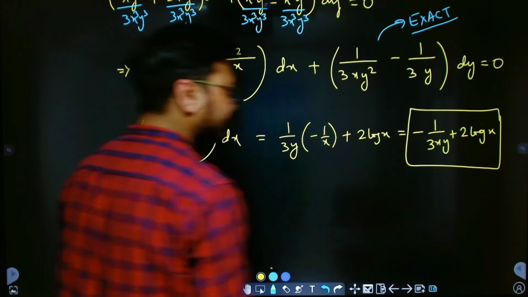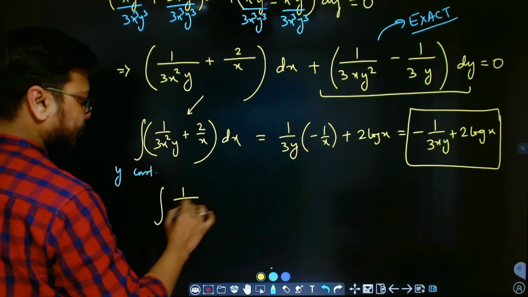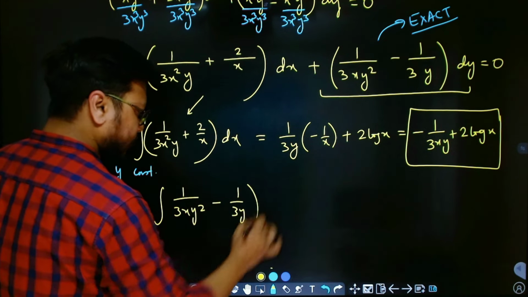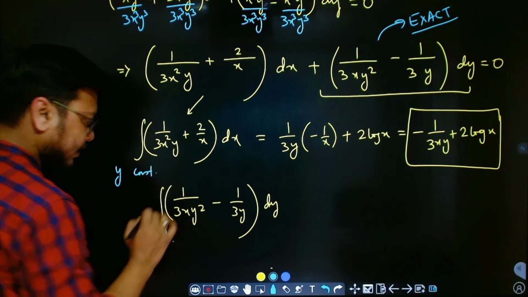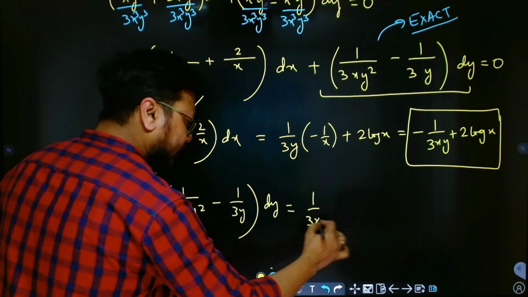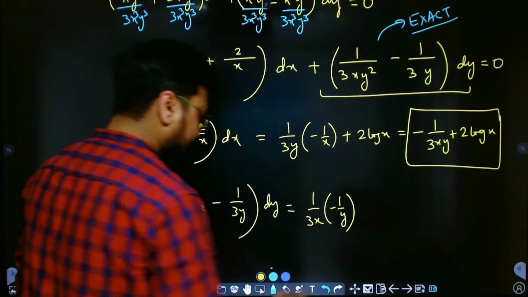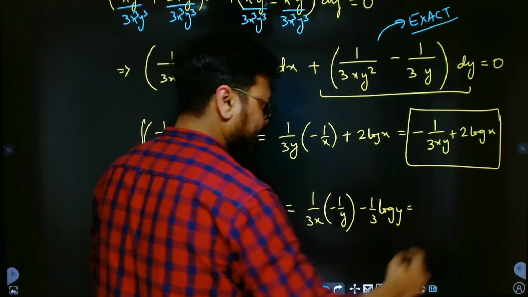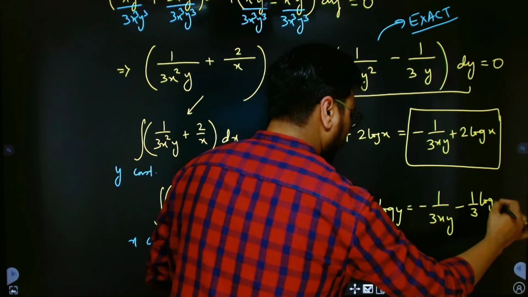This is the value from the first integration. Now going for the second integration, which is integration of 1 upon 3xy square minus 1 by 3y dy, treating x as constant, right? So again, x constant means 1 by 3x goes outside. Integration of 1 by y square would be minus 1 upon y, and the next would be minus 1 by 3 log y. So I basically have minus 1 by 3xy minus 1/3 log y.